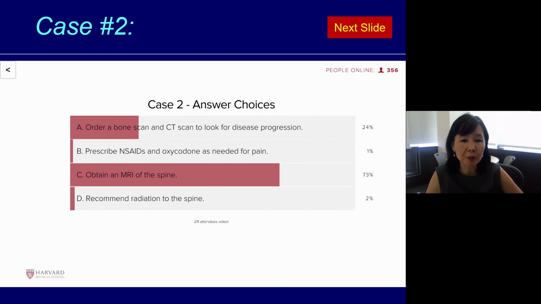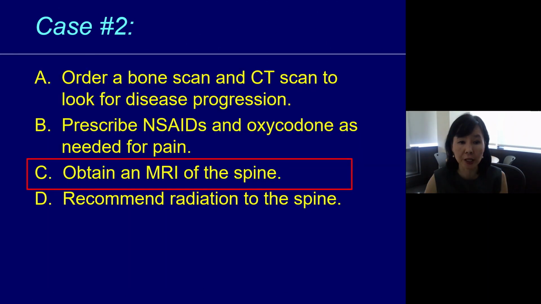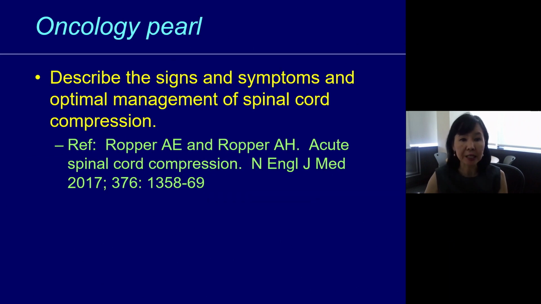Okay, so the number of people that are answering are slowing down now. The most common answer was obtain an MRI of the spine, and the second one was order a bone scan and CT scan to look for disease progression. And the correct answer is to obtain an MRI of the spine. This is to describe the signs and symptoms and optimal management of spinal cord compression.